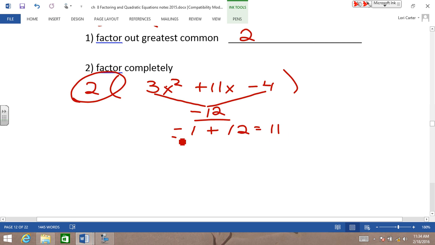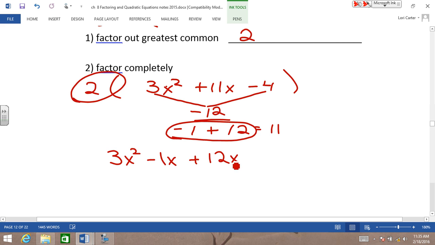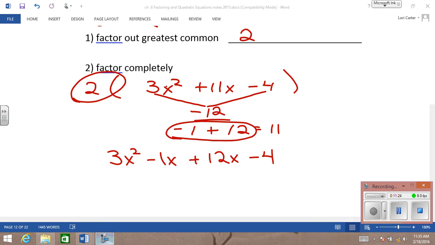Okay, what are these replacing? The 11. The 11 what? X. So when I put this in, this becomes 3x squared, minus 1x, plus 12x, minus 4. Do we have 4 terms now? Yes. Keep going.